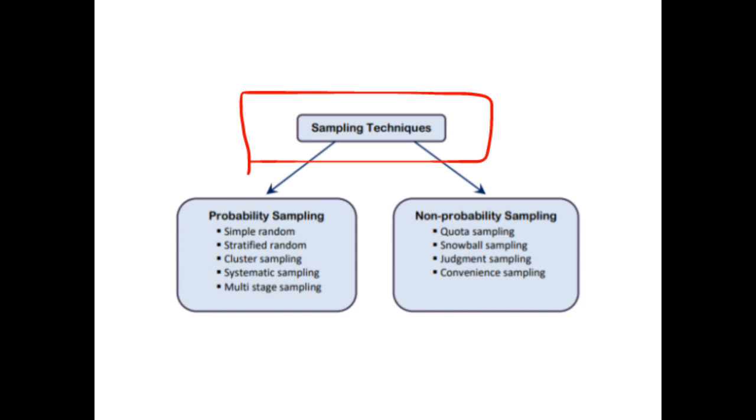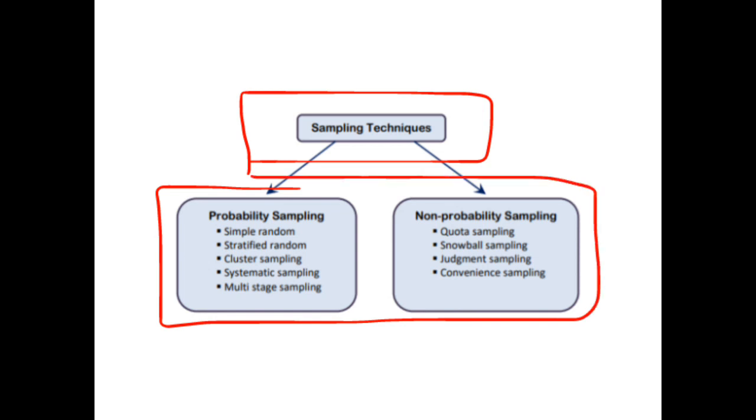Now, the process of selecting few individuals to represent the whole population is called sampling. In this session, we are going to discuss different sampling techniques or methods that are used to select these few individuals to represent the whole population. There are several sampling techniques or methods that are used to select individuals for the study.